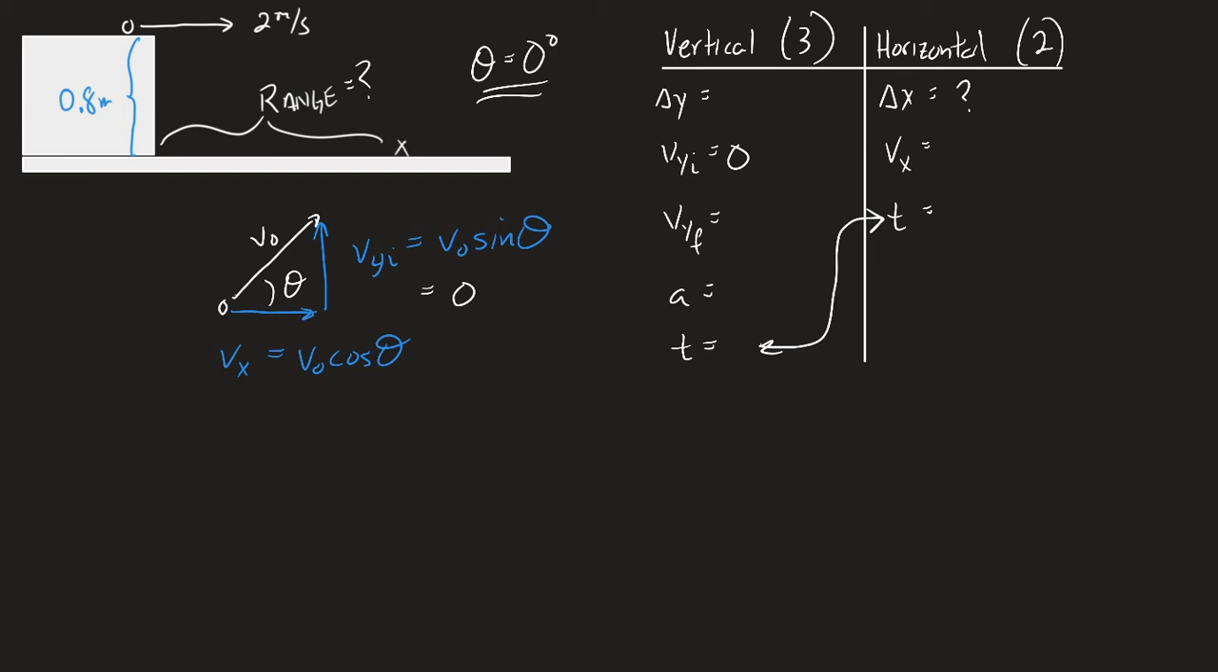So in any condition where the object is launched horizontally or rolls off a table or rolls off the edge of a cliff, that's what we're talking about. It's about setting the y velocity equal to 0. That also means cosine of 0 is 1, so this is going to be my 2 meters per second. Whatever speed I give the object, that's how fast it's traveling horizontally.